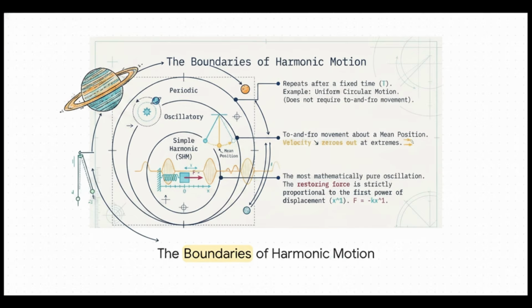All simple harmonic motion sits right there in the dead center. It's inherently periodic, meaning it repeats after a fixed time, and it's definitely oscillatory, meaning it moves to and fro about a mean position where velocity completely zeroes out at the extremes. But here's the catch. Not all periodic motion is simple harmonic motion. Think about a planet orbiting a star. That's periodic, sure, but it isn't a simple to and fro harmonic oscillation. Simple harmonic motion is the absolute most mathematically pure form of this movement.